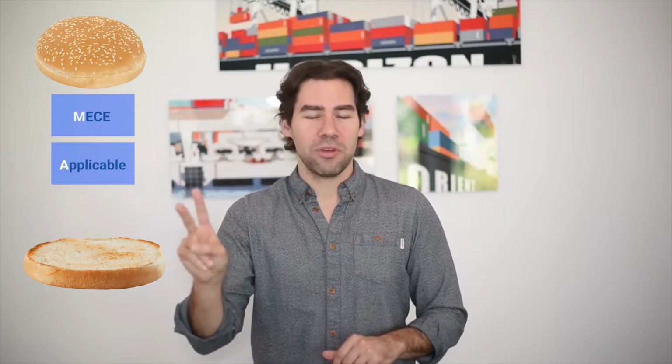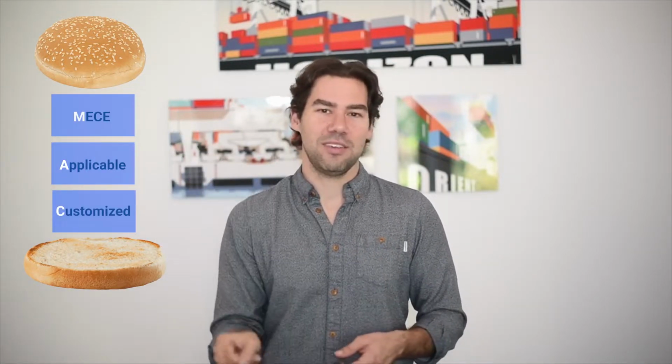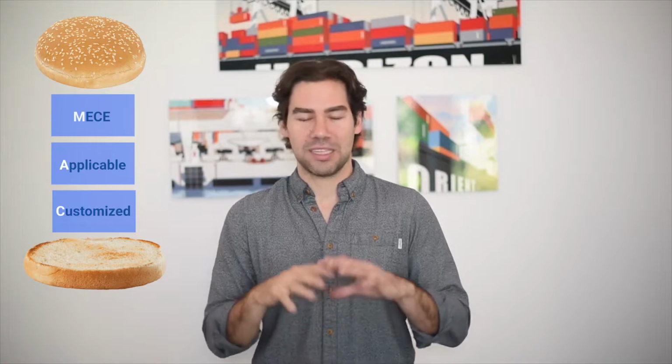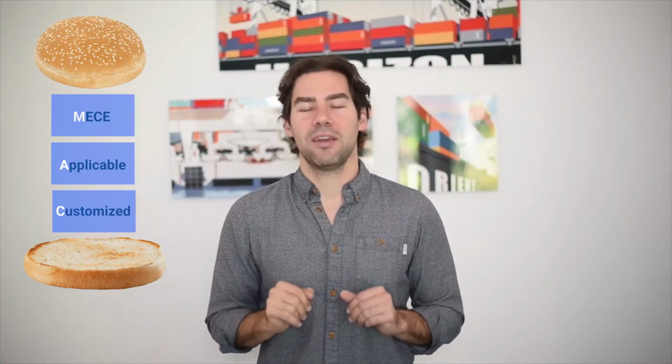Okay, so what exactly is the Big Mac test? Well, the good news is it's really simple. It's just 3 questions. Those questions are, is it MECE? Is it applicable? And is it customized? Hence the Big Mac. M for MECE, A for applicable, C for customized. That's it. Those are the 3 checkboxes you want to hit for building a great structure.